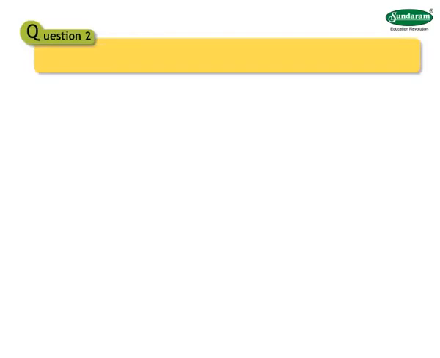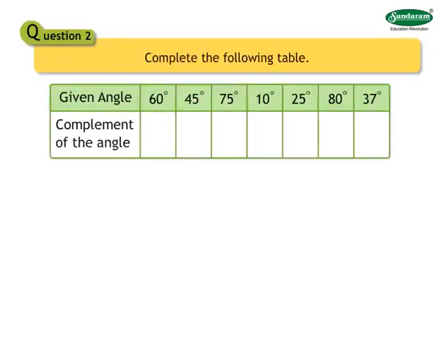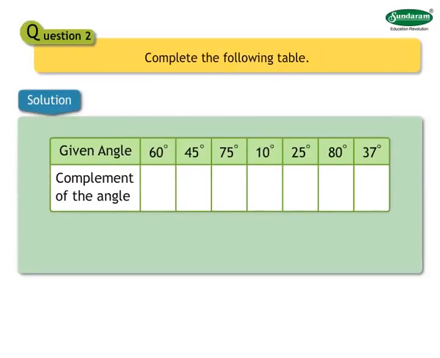Question 2. Complete the following table. Solution. When the given angle is 60 degrees, its complement will be 90 minus 60, which is equal to 30 degrees. When the given angle is 45 degrees, its complement will be 90 minus 45, which is equal to 45 degrees. When the given angle is 75 degrees, its complement will be 90 minus 75, which is equal to 15 degrees.